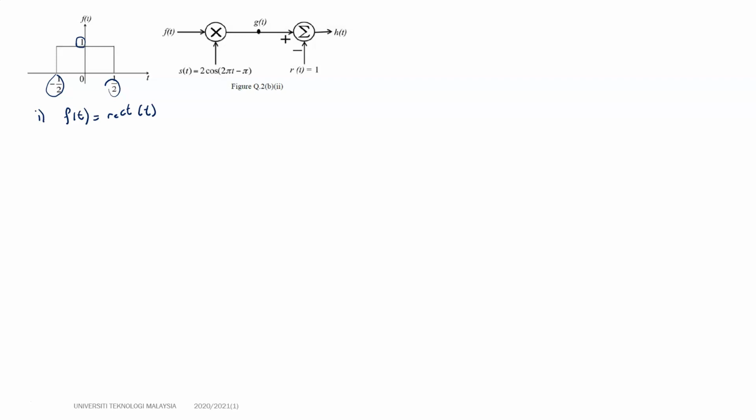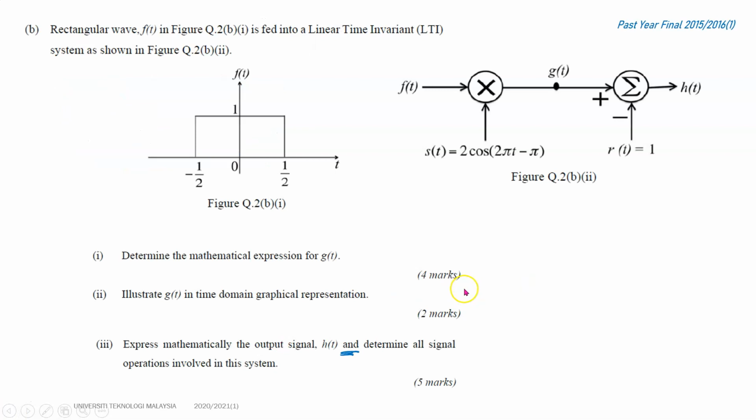And then we have s(t), which is 2 cosine 2 pi t minus pi. So from there we can get g(t). This is very easy. g(t) is just the rectangle function multiplied by 2 cos 2 pi t minus pi. So you just rearrange. It becomes 2 rect(t) cosine 2 pi t minus pi. So that's it. This is your answer for question 1. When you have answered this, you will get 4 marks. So it's quite easy to get 4 marks here.